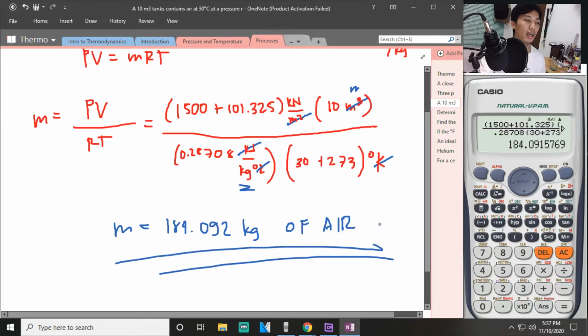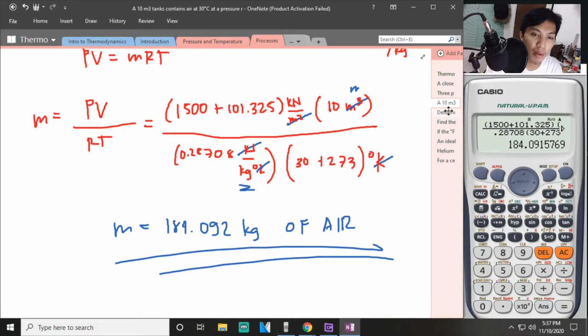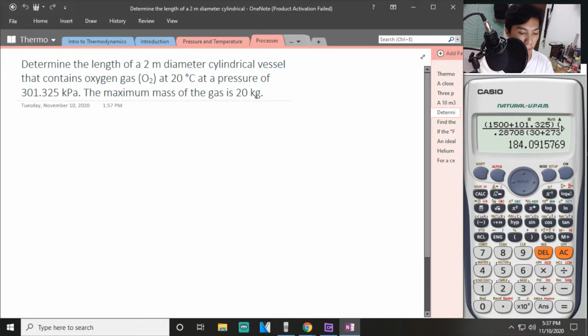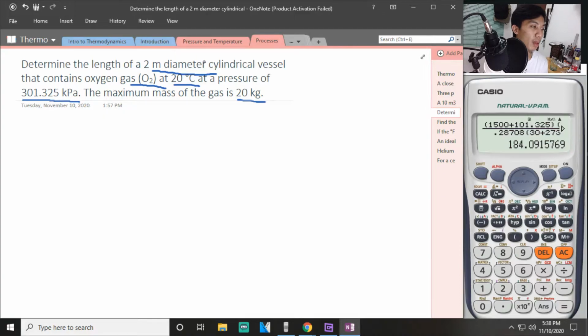Okay? So you solve for the mass of air. For number 4, determine the length of a 2-meter diameter cylindrical vessel that contains oxygen gas, O2, at 20 degrees Celsius at a pressure of 301.325 kPa. The maximum mass of gas is 20 kilograms. Now, PV = mRT relationships pa rin to.